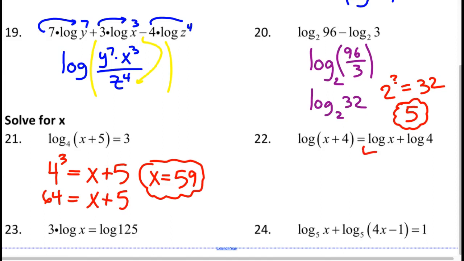We're going to have to use a little property on this one. See these two, log x plus log 4? We can make that log of 4x using the product property. So log of 4x equals log of x plus 4.